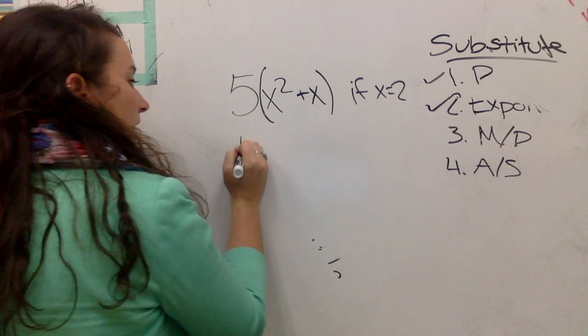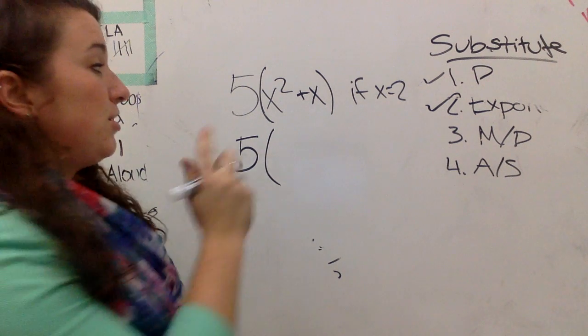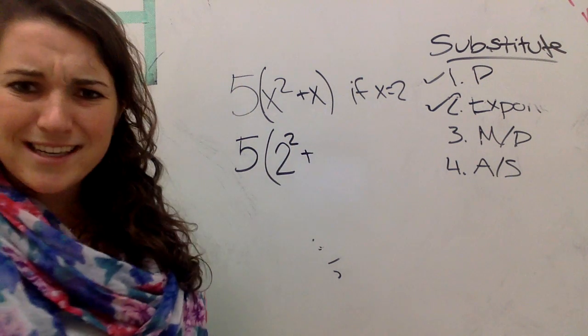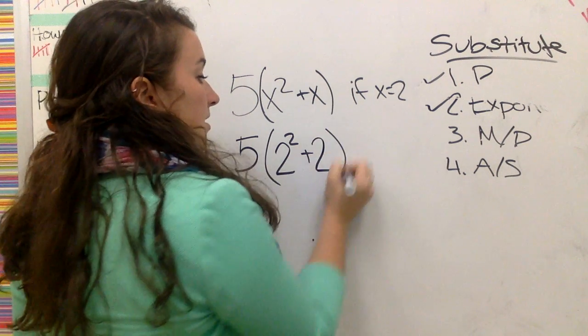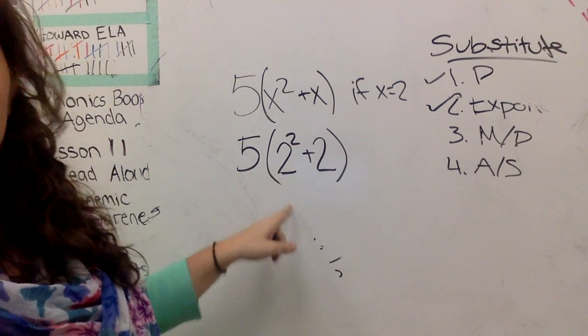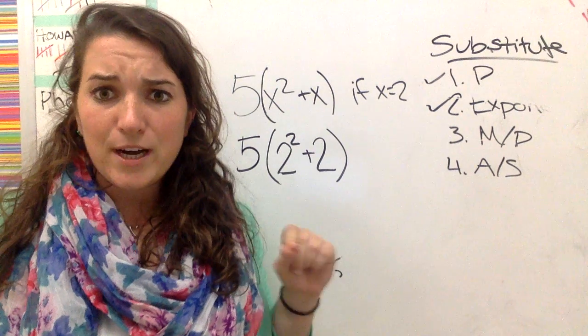So now I'm going to substitute. x equals 2, so I'm going to put 2 where x used to be. But I see x again. That just means I put another 2. So instead of x squared plus x inside the parentheses, I now have 2 squared plus 2. Okay, this is where it gets tricky.